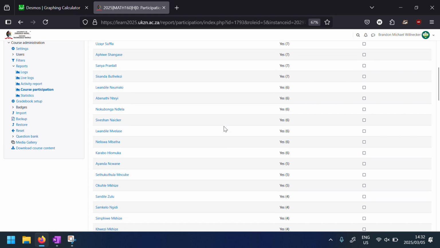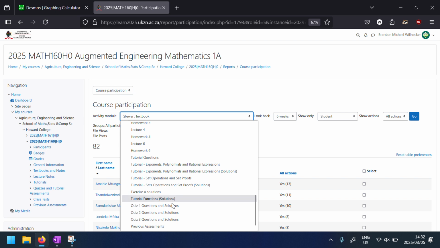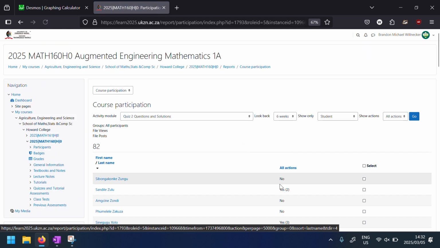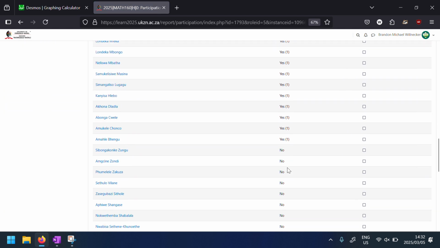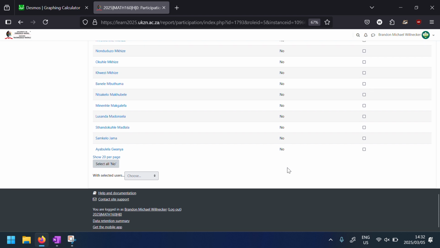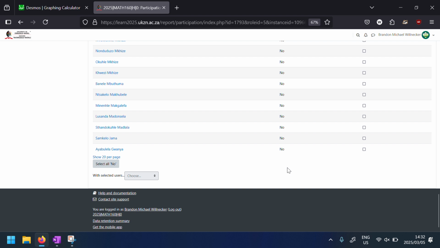Also, while we're on that, let's have a look at the quiz solutions. All of these here, from there all the way down, have not looked at the quiz solutions. How do you learn from your mistakes if you don't look at the solutions? I don't know. Please keep in mind, I can see exactly what you're doing on the learn page.